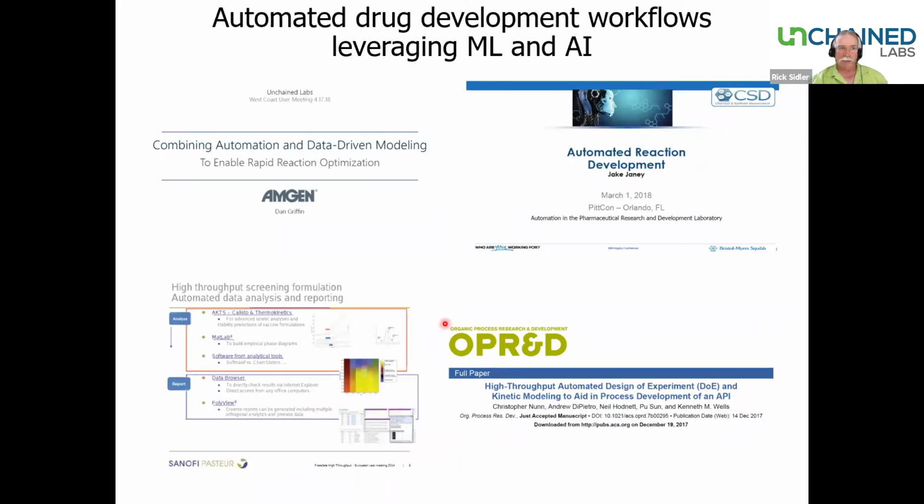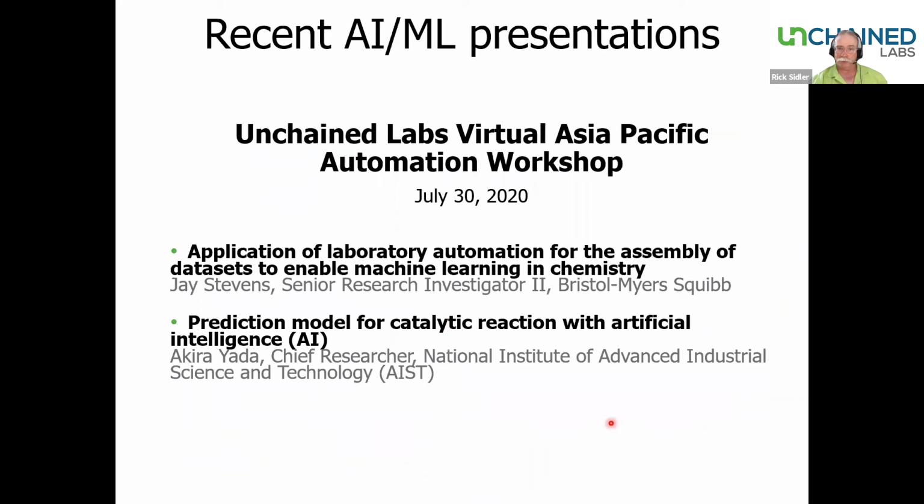We've also had a number of presentations recently. Most recently, just last month, Unchained Labs hosted a virtual Asia Pacific automation workshop where the two speakers, Jay Stevens from Bristol Myers Squibb, spoke about applications of lab automation to assembly of data sets for machine learning, and Akira Yada from the AIST talked about predictive models for catalytic reactions in artificial intelligence. In case you missed those, contact us on our webpage, and we'll be happy to share these presentations with you.